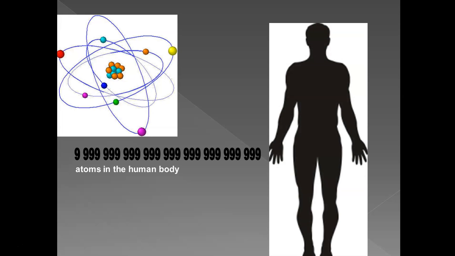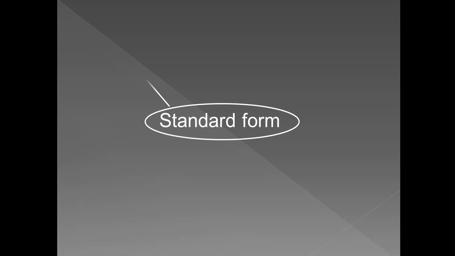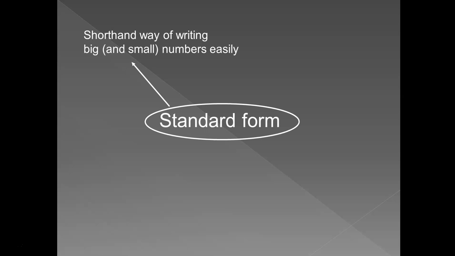Do you know? Atoms in the human body. Now, if we were supposed to work with numbers as big as these every day, it would take up a lot of our time, because I mean, just trying to say this number takes a lot of work, and that is where standard form comes in. It's a shorthand way of writing big and small numbers easily.